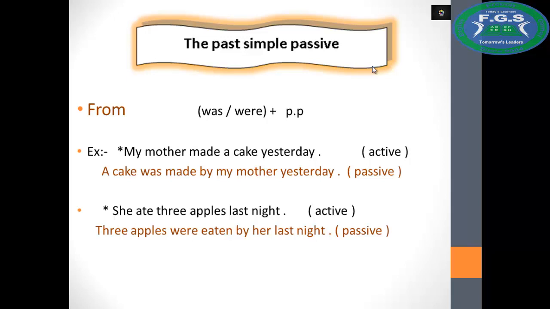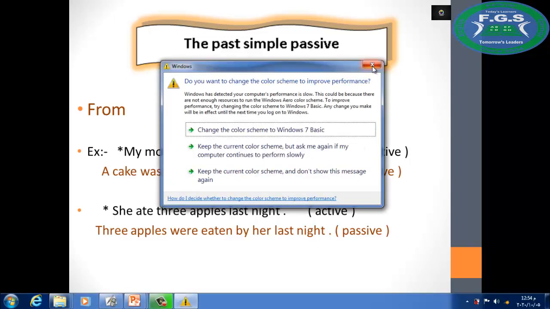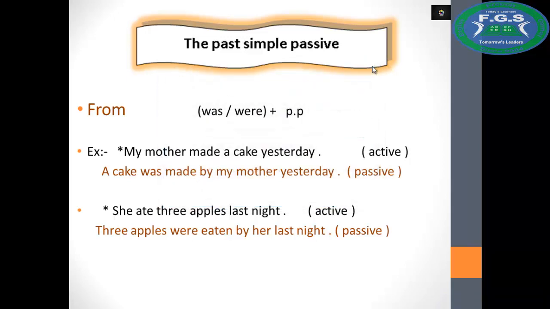So in the passive way, I will start with the object, which is a cake. So we'll say a cake was made by my mother yesterday. That's okay? Okay. Another example.